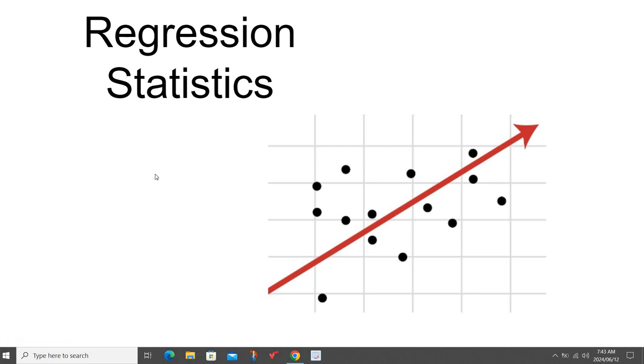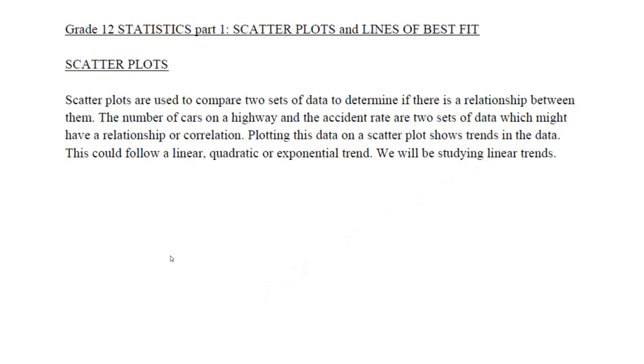Okay, let's try looking at regression statistics. And here's the first thing. We're going to do scatter plots. And what do they do? They compare two sets of data to see if there's a relationship between them. Like maybe you've got the number of cars on a highway and you're interested in what it does to the accident rate. And then you have different sets of data like that and you plot them. So with so many cars, you have a certain accident rate and then you plot them.